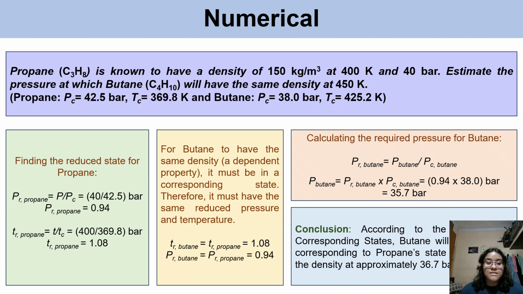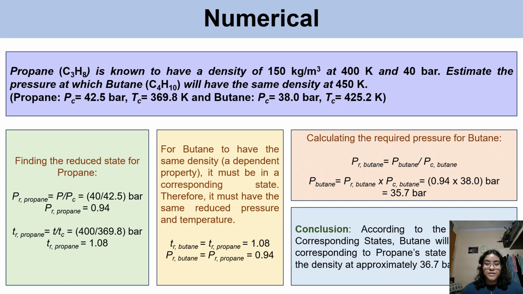So firstly, the reduced state for propane is found out. And for butane to have the same density, which is a dependent property, it must be in a corresponding state. Therefore, it implies that butane has the same reduced temperature and reduced pressure as propane. So then, the required pressure for butane is calculated using the mentioned formula.